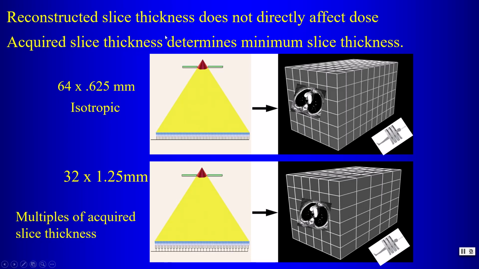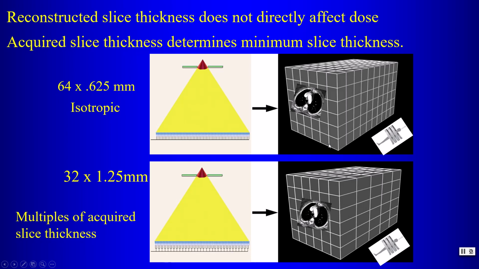Now, what about reconstructed slice thickness? Well, that does not directly affect dose, because that can be done after the CT scan is finished, after the patient has left the department. There's an acquired slice thickness which determines the minimum slice thickness, and these are usually nowadays about 0.625 millimeters. So on a 64-slice scanner, your slice thickness is about 0.625 millimeters, and that approaches the resolution in terms of the slice thickness along the z-axis as the resolution that you have in the xy axis.